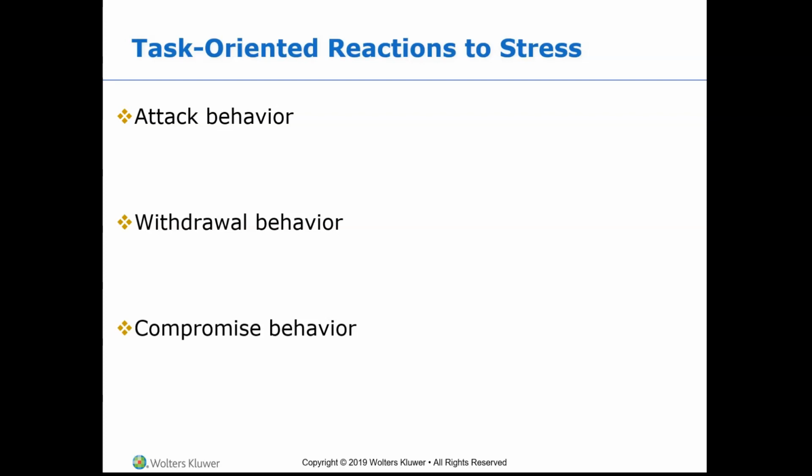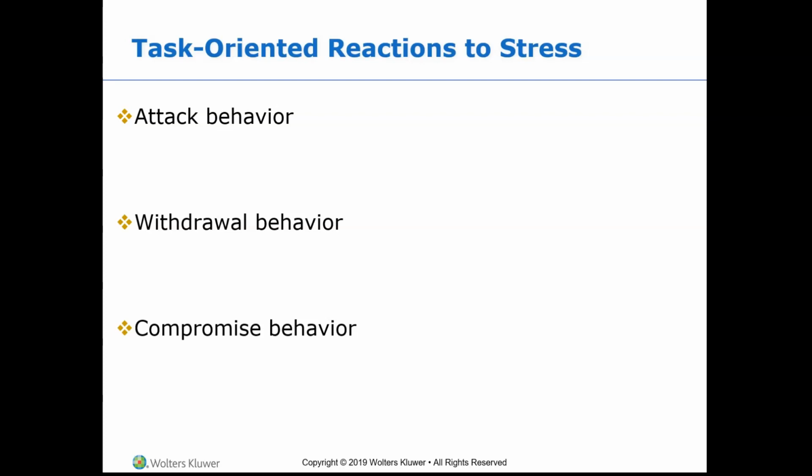So a task-oriented coping approach involves direct action. The direct action taken seeks to change the situation itself to relieve the stress it is causing, whereas an emotion-focused approach seeks to deal entirely with the emotional response to a stressor, and an avoidance-oriented approach would seek to avoid the issue altogether. Task-oriented reactions to stress, attack behavior, occurs when a person attempts to overcome obstacles to satisfy a need.